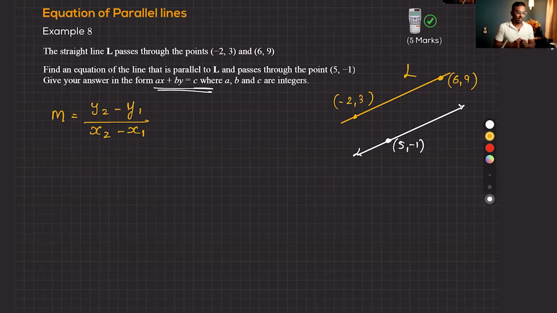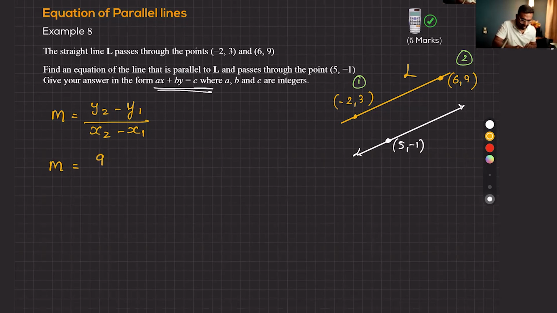We've got to find the gradient of the yellow line. We are given 2 points. If you're given 2 coordinates, you can use this formula to work out the gradient. So what is the gradient? I'm going to consider this as my point number 2. This is my point number 1, okay? For now. You could do the other way around, not a problem.